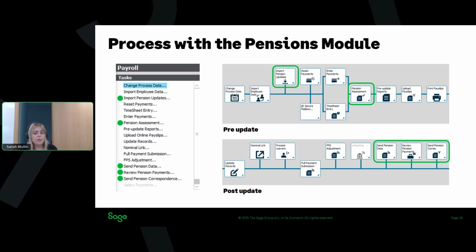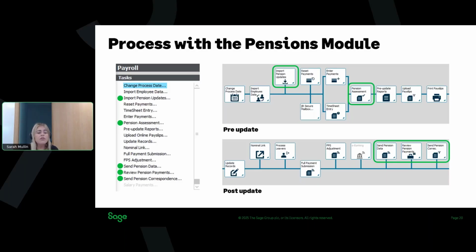So all of your pension module options are available from your payroll tasks menu or the process map, and they're grouped into pre-update and post-update tasks. So before you update your records, there are 2 key steps. You've got import pension update. So this is used if you've set up your pension data exchange, and that's one of the ways you can send your info directly to your provider. And then, of course, your pension assessment, which is the main step.